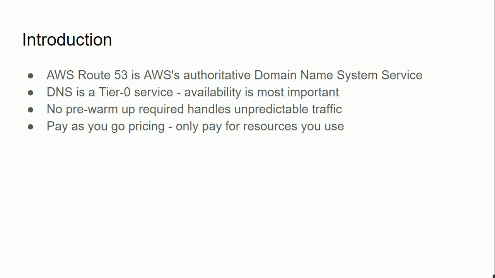DNS is a tier 0 service. Availability is the most important, so it is a tier 0 service, as I mentioned earlier. It is a very important and core service of Amazon. If somehow DNS or Route 53 is not available, many domain providers and many customers would not be available on the internet because of Route 53. So again, it is a very important and very responsible service for AWS.